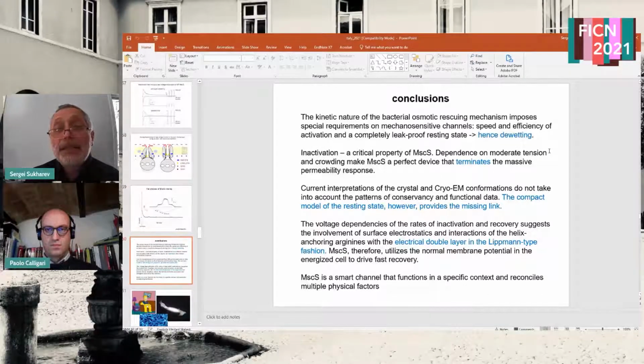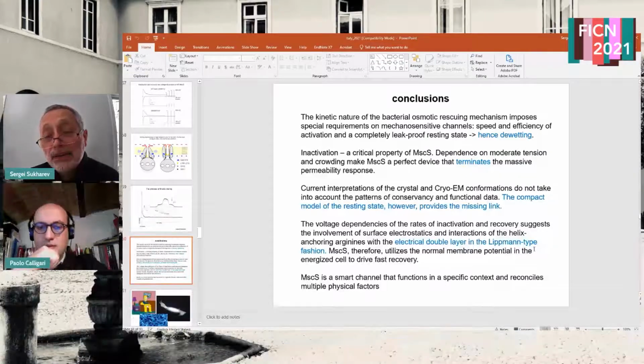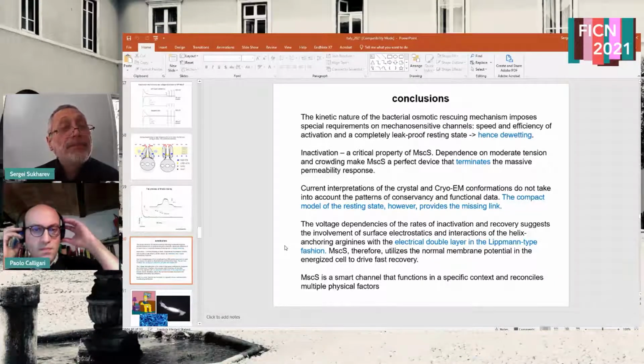So here are my conclusions. I don't think I need to reiterate most of the parts. So the wetting is important. MscS terminates the response. The compact model structure provides some sort of missing link in this. Electrical double layer and Lippmann type effect also help the channel to actually restore, because inside we have negative potential, so that the channel utilizes the normal membrane potential in energized cell to drive fast recovery. So this is my conclusion.